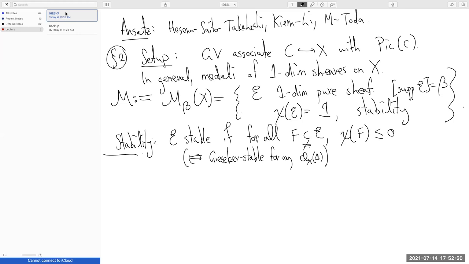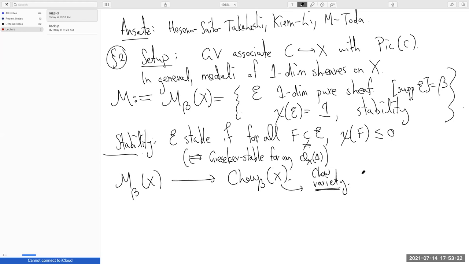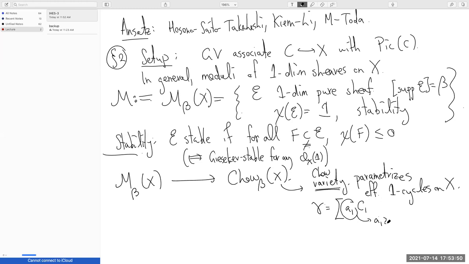And so heuristically, if I fix a curve, then the contribution of that curve to this moduli space is just going to be the rank one sheaves on that curve pushed forward. So in particular, this moduli space is going to be equipped with a map to the Chow variety of X, which parameterizes effective one cycles on X, meaning a point in this variety corresponds to a formal linear combination of curves with non-negative coefficients. And this map is just: I take a sheaf and send it to its cycle theoretic support.